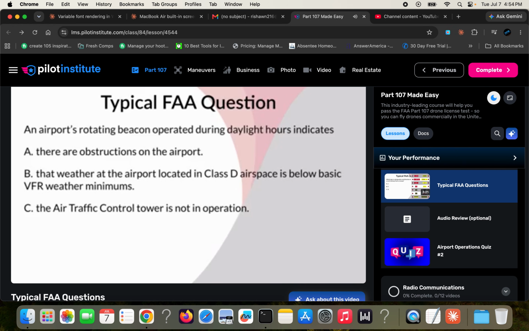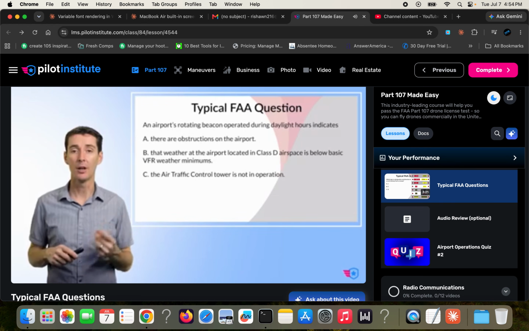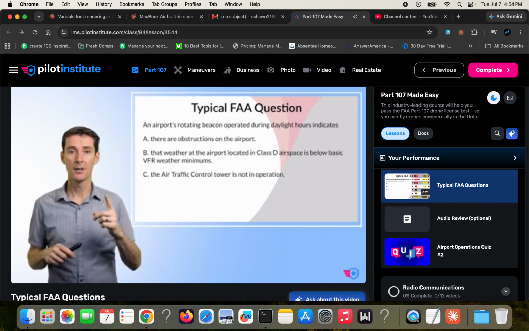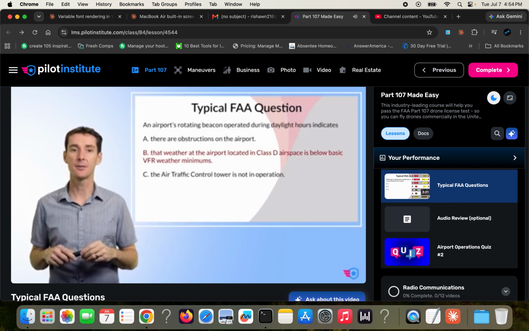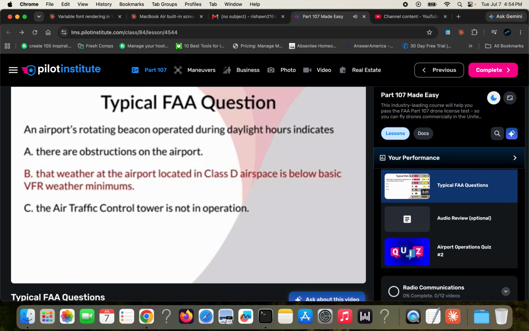An airport's rotating beacon operated during daylight hours indicates what? Well, remember there's two reasons why the beacon is going to be turned on. The first one is because it is night, or because we have bad visibility. So in this case, it's going to be answer B, that the weather at the airport located in Class D airspace, don't worry about the Class D airspace, is below basic weather minimums.